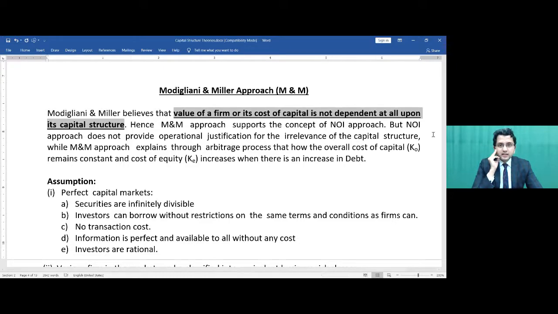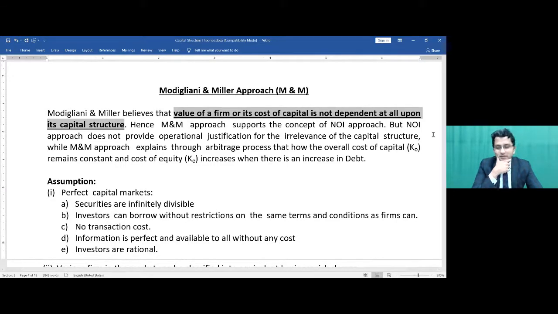Modigliani and Miller approach says that whatever change you make in capital structure, you double the amount of debt, you reduce the amount of debt to half of the level, you eliminate debt, whatever capital structure changes are made, overall cost of capital will remain the same. Yes, you heard it right. Whatever change in debt amount you make, Ko, the weighted average cost of capital, will remain the same, and the value of the firm will also remain the same.